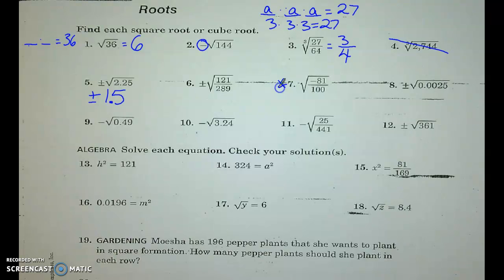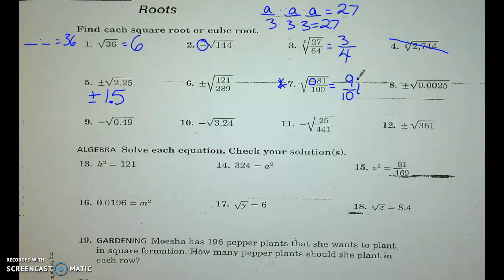Number 7, remember that's one of those starred kind of weird ones because we have that negative on the inside. So this won't be on your test, but just to help you out with that, square root of 81 is 9. Square root of 100 is 10. And then this is a special case in that it is an imaginary number. So we just put that i there.